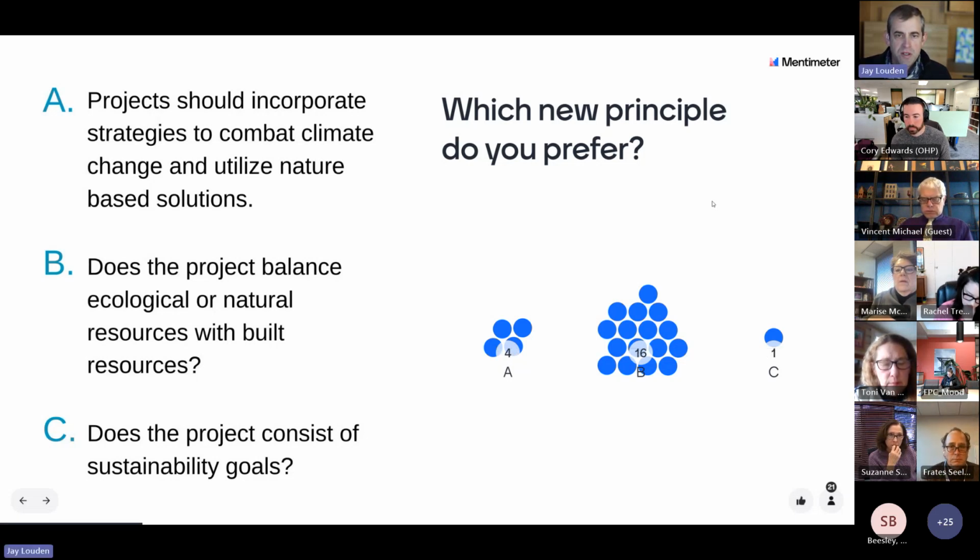Okay, Corey, did you want to vote A versus C, or should we go on from here? I think they can be combined somehow. Okay, all right, we'll look at doing that.